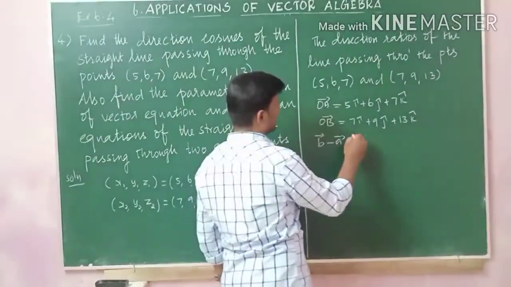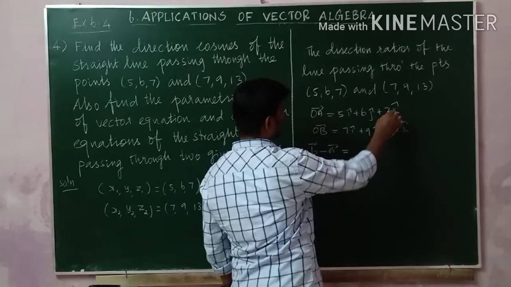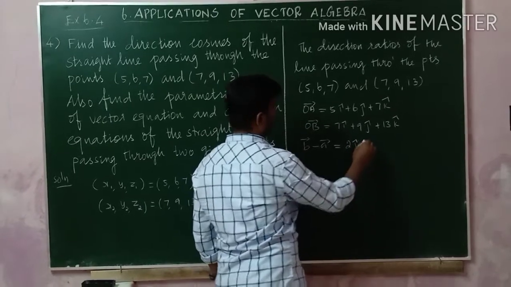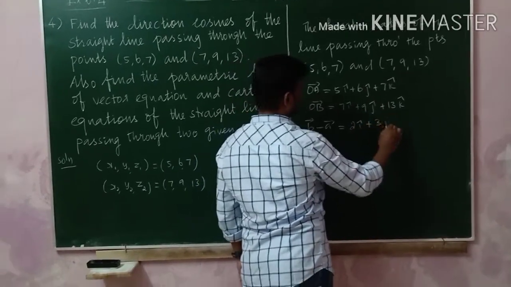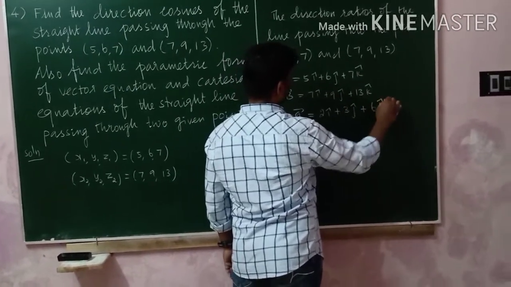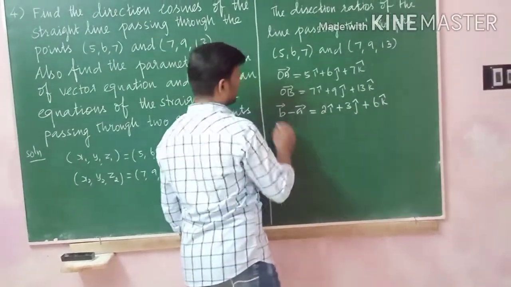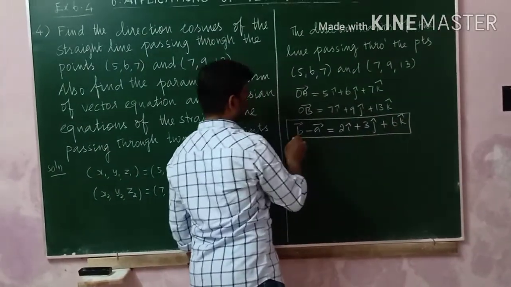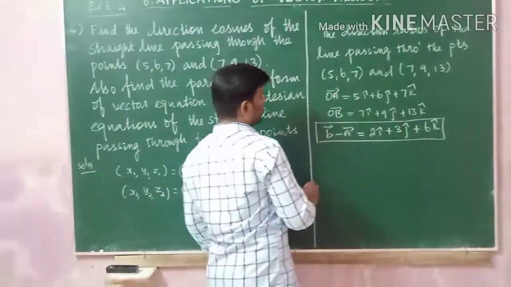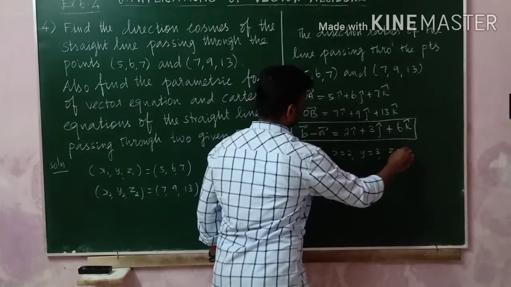B vector minus A vector is what? 7i cap minus 5i cap, 9j cap minus 6j cap, 13k cap minus 7k cap. So 7i minus 5i is 2i cap, 9j minus 6j is 3j, 13k minus 7k is 6k cap. So B vector minus A vector is 2i cap plus 3j cap plus 6k cap. This is only our direction ratios of the vector passing through the two given points. So x is equal to 2, y is equal to 3 and z is equal to 6.